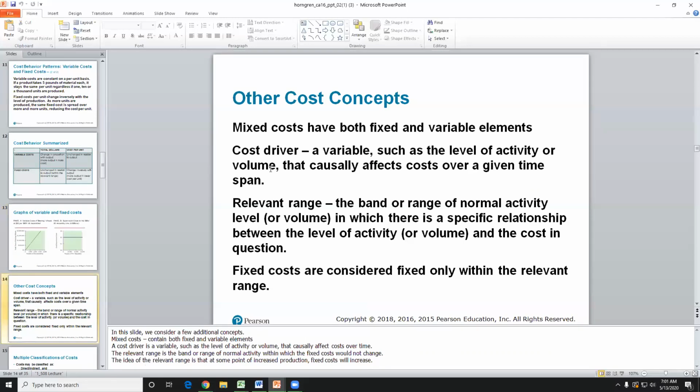So cost drivers, we'll come back and talk about this a little bit. It's important that we understand what drives cost, because what we really want to know ultimately is what resources are being consumed. And so if I put a particular activity in place, why did I put that activity in place? What's driving that cost? Relevant range is simply the planning level that we're at. And so fixed costs are going to be fixed within the relevant range. So this is our normal level of activity or our planned level of activity.